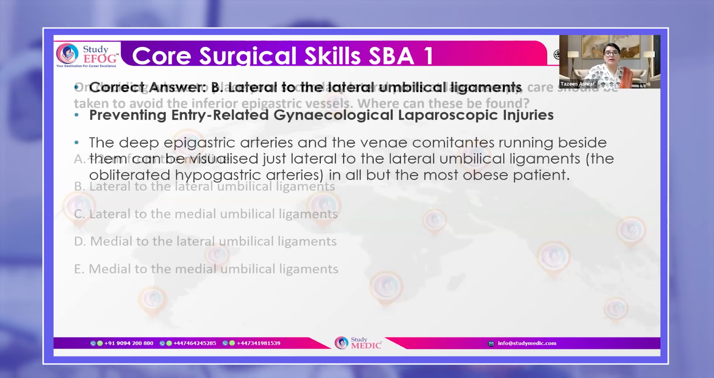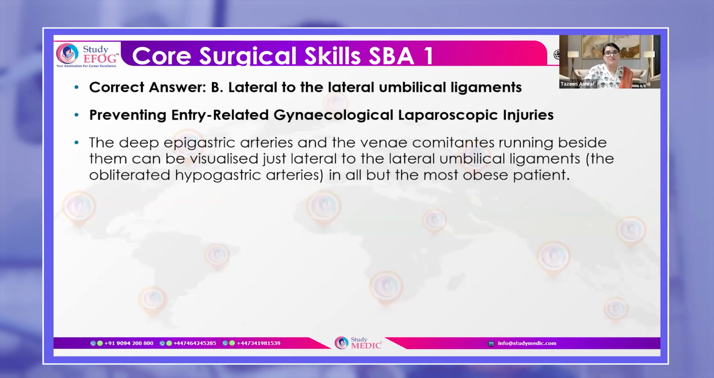So we have to remember that the inferior epigastric vessels are found lateral to the lateral umbilical ligament, and we can prevent laparoscopic injuries by keeping in view these anatomical features of where these vessels are located. The deep epigastric vessels and the venae comitantes run beside them, and they can be visualized just lateral to the lateral umbilical ligament, and these lateral umbilical ligaments are the obliterated hypogastric arteries in all but the most obese patients.